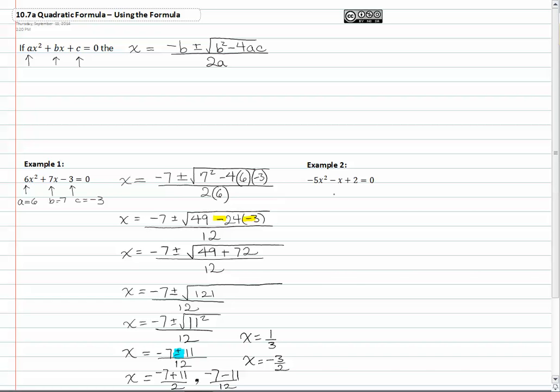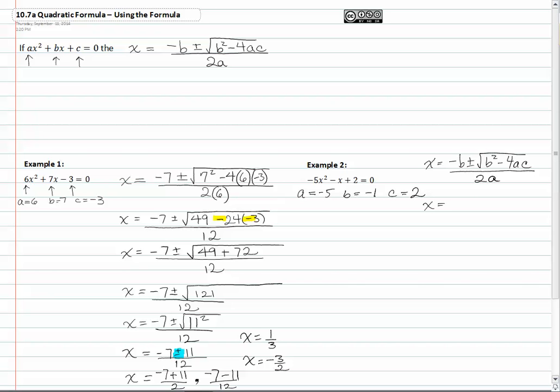In example 2, we have negative 5x squared minus x plus 2. So a is equal to negative 5, b is equal to negative 1, and c is equal to 2. Using the formula, again, x is equal to negative b plus or minus the square root of b squared minus 4ac all over 2a. We just simplify by substituting in those values.